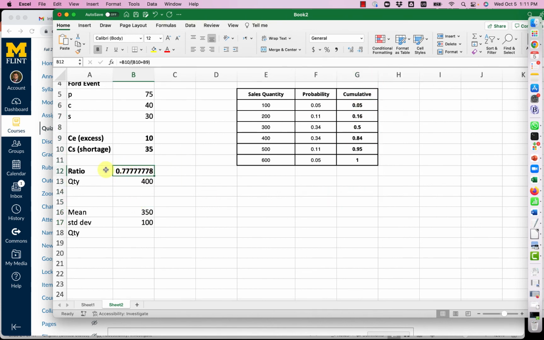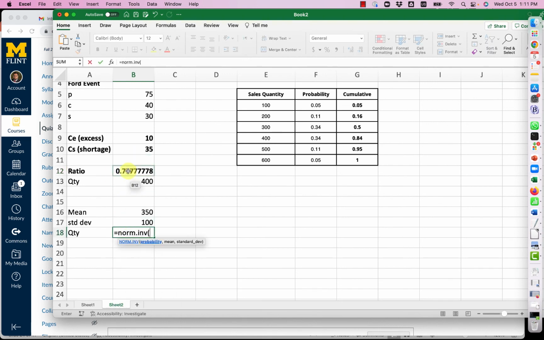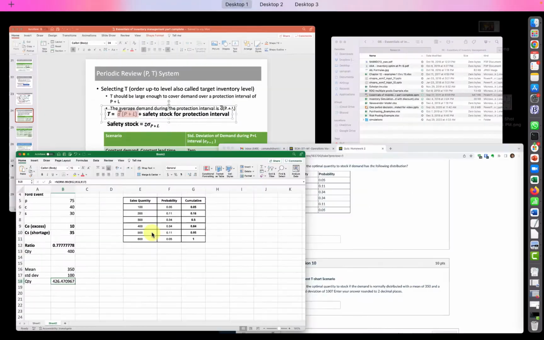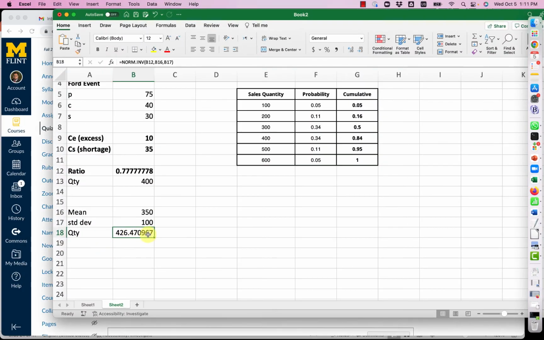So that's going to be our z-score, and then we're going to use this. So we're going to do norm.inv, our ratio, and then our mean is going to be 350, standard deviation is going to be 100. So that's 426.47. And let's check the rounding rules in the question. Round to two decimal places, so we'll just enter 426.47.